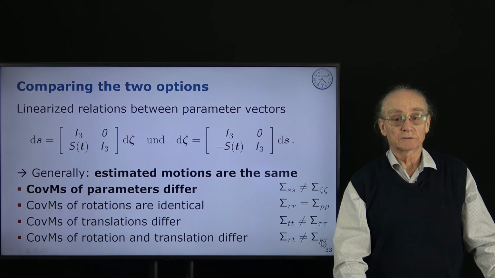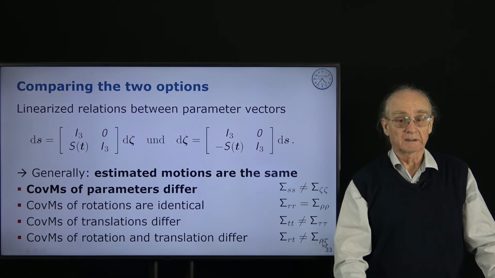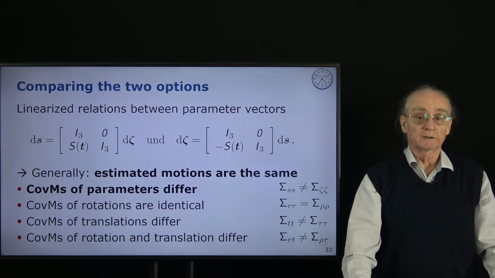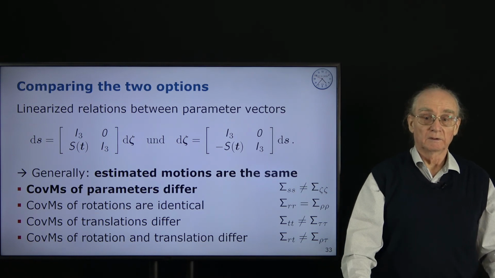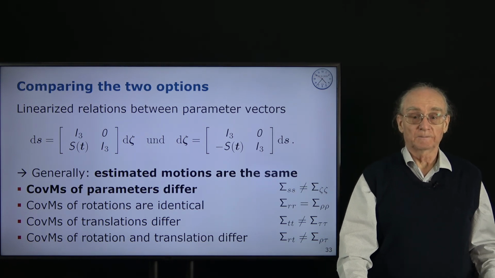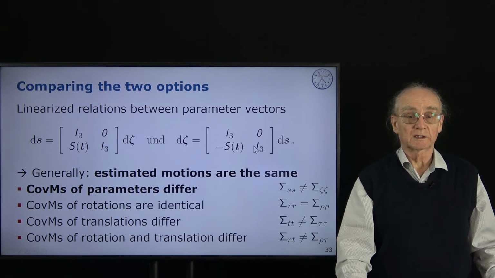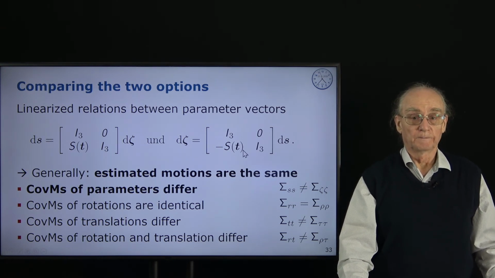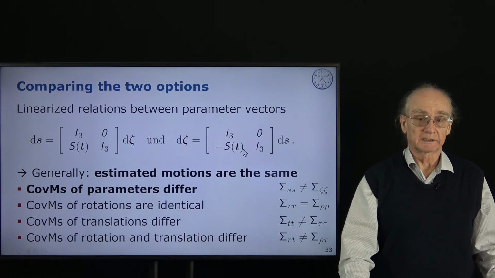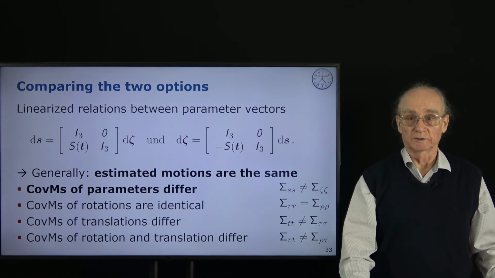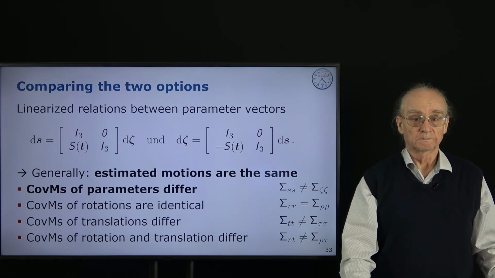So this you should take care of if you do programming and compare results from your estimation and from the estimation of somebody else. If you don't use the same update rule, the same type of linearization, you will come up with two different covariance matrices. And don't be astonished, this should be so.